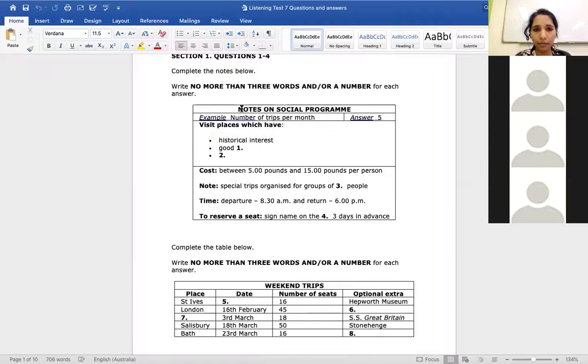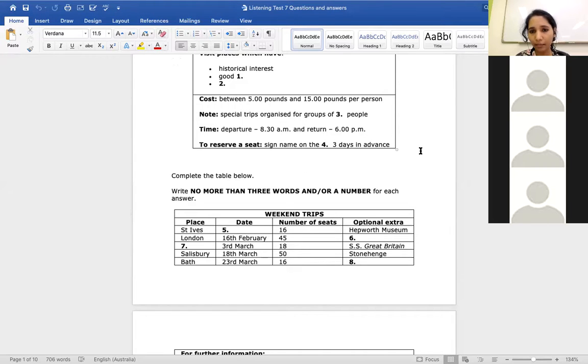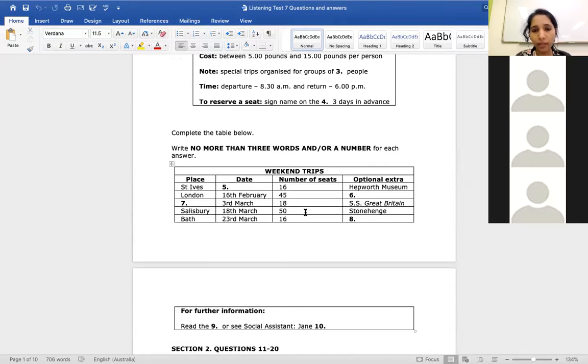So this is a form completion or a note completion kind of question, while this is called a table completion type of question. While attempting this question, we will have time to go through the question before listening to the audio. So we try and predict what we have to put.